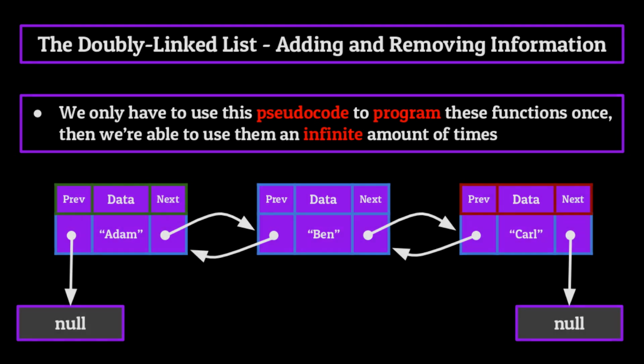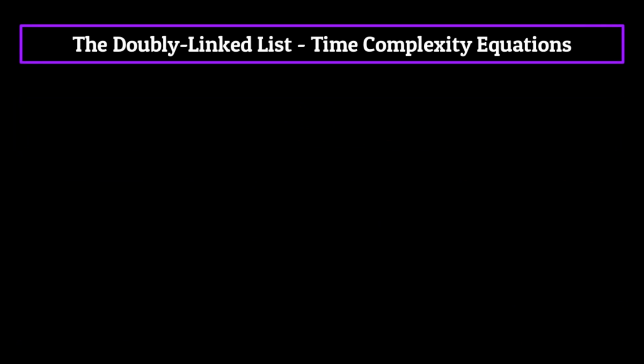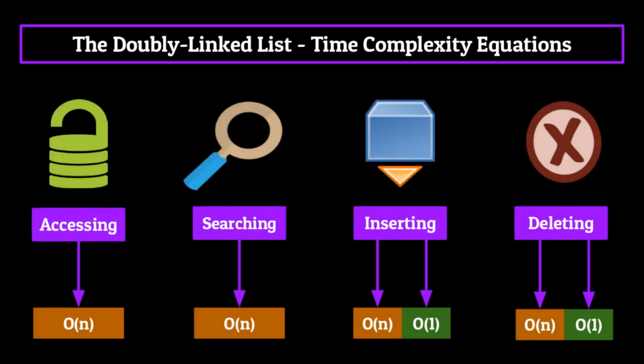Now for time complexity equations. Since the doubly linked list is really just an extension of the linked list, its time complexity equations are going to be exactly the same as they were for the linked list and for the exact same reasons. O of n for all 4 cases, and sometimes O of 1 for both inserting and deleting. If you didn't watch the linked list segment and are wondering how we arrived at these equations, you can check the description for a timestamp which will take you to the discussion we had on linked list time complexities.